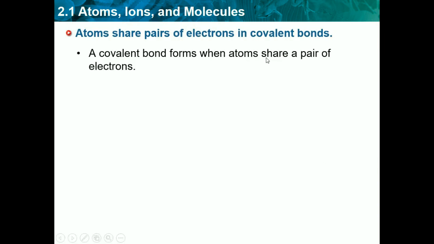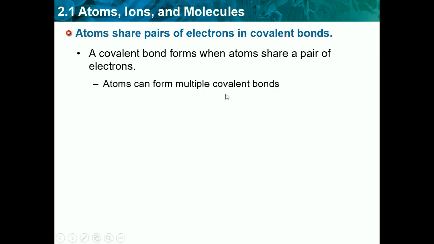And now we're going to learn about covalent bonding. Atoms share pairs of electrons in covalent bonding. Sharing is caring, so S and C: sharing is caring, covalent bonding. A covalent bond forms when atoms share a pair of electrons. So remember, sharing is caring. It helps you remember this.